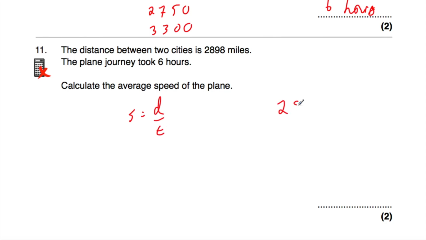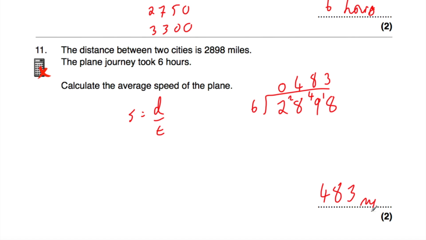So speed is equal to distance divided by time. 2,898 divided by 6. So how many 6s go into 2? 0, remainder 2. How many 6s go into 28? That'll be 4, remainder 4. How many 6s go into 49? Well, 6 times 8 is 48, so that'll be 8, remainder 1. And how many 6s go into 18? That's 3. So that means the average speed of the plane would be 483 miles per hour. So that's the average speed of the plane, 483 miles per hour. And that's it. Okay, let's look at our next question, question number 12.